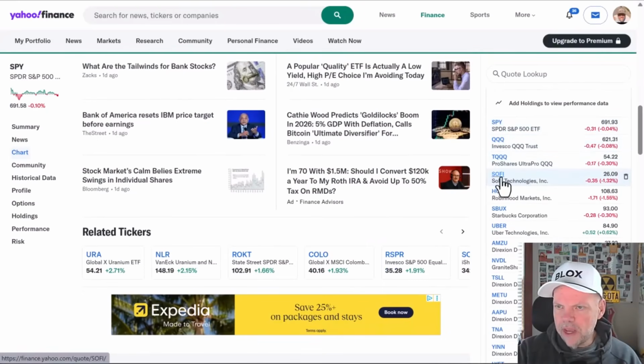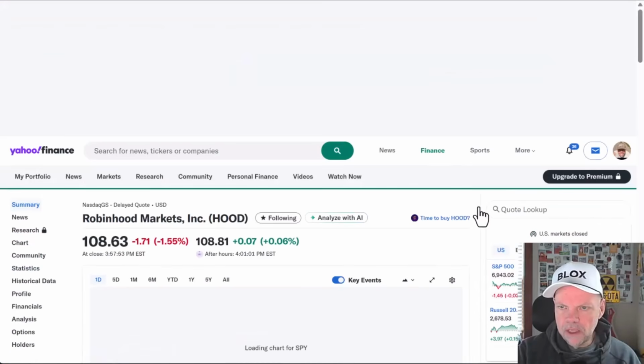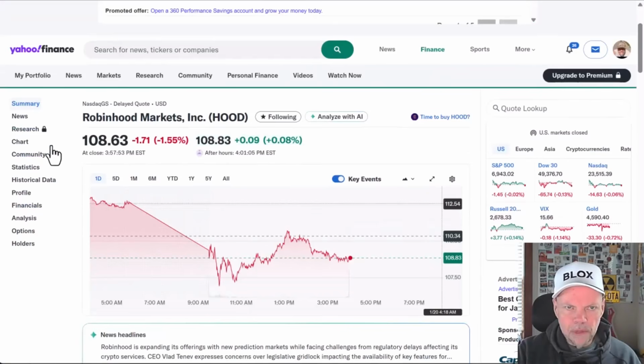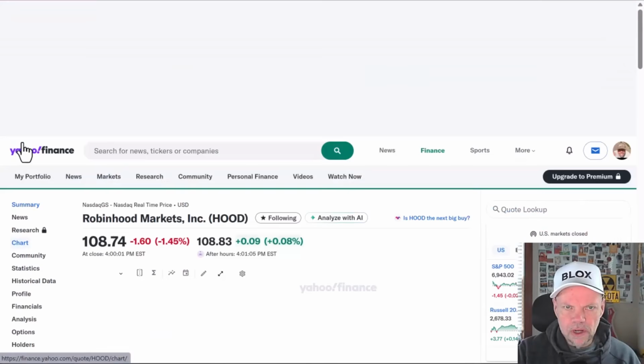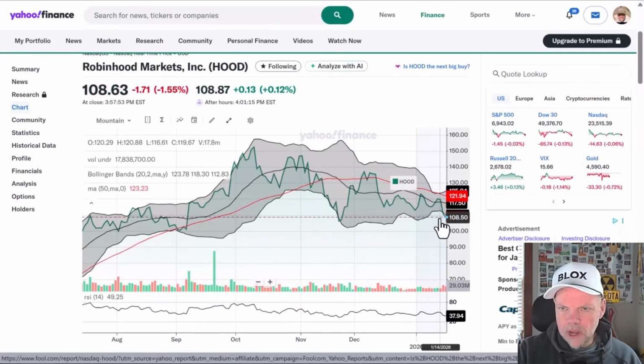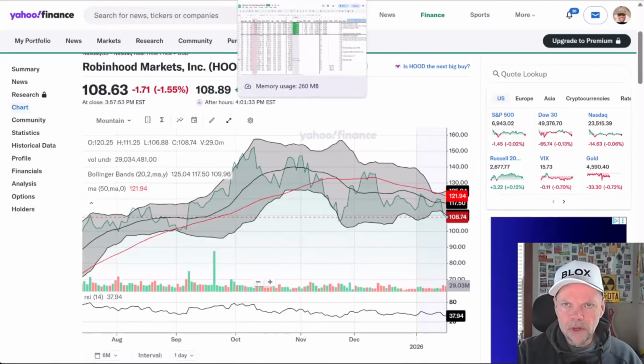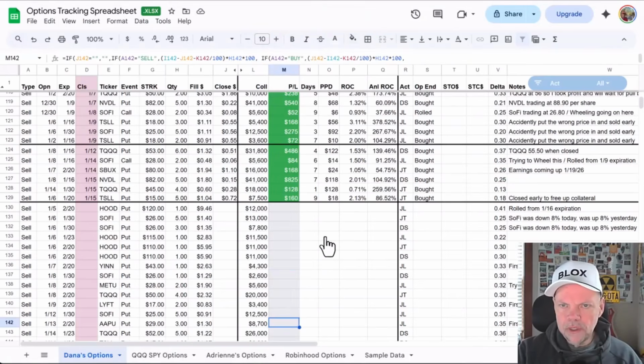I have SoFi, I have Robinhood, which I have several cash secured puts on right now that are making me nervous because I thought it would be bouncing back up by now. So if I click on the chart here, I get my same indicators for every single ticker. So I can see Robinhood is about 108.63, and it's at the lower end of the Bollinger Band. If I didn't already have about 4 or 5 cash secured put contracts on this, I'd be tempted to sell a couple more at maybe 105 or 100. But that's not what we're here for. We're here to see what I've actually been doing this past week.